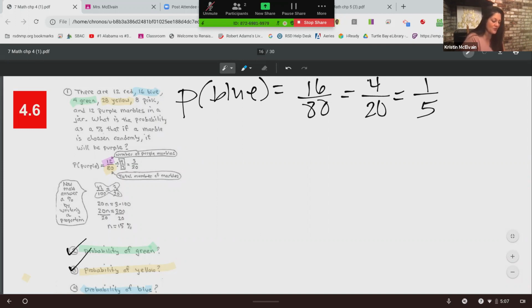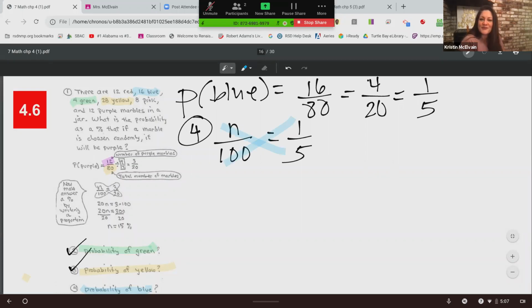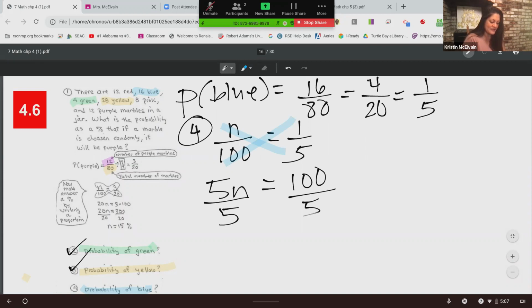So we want to know what the percentage out of 100 is of 1 out of 5. You might know this off the top of your head, but we're going to show our work because that's what we math teachers want. So we have 5n equals 100, divided by 5. So we have a percentage of 20%.